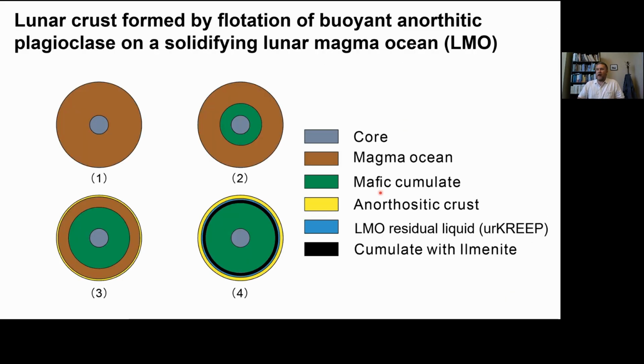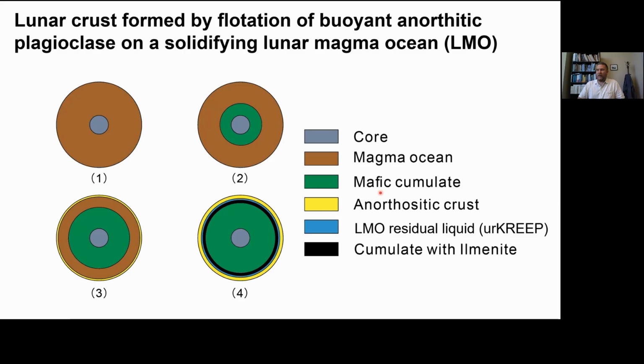I want to start out here with an introduction of this important phase of lunar differentiation, which is magma ocean solidification. So the moon is thought to have formed after a giant impact that produced a moon that was entirely molten or partially molten initially. And so these cartoons show different stages of solidification of that initially molten moon.